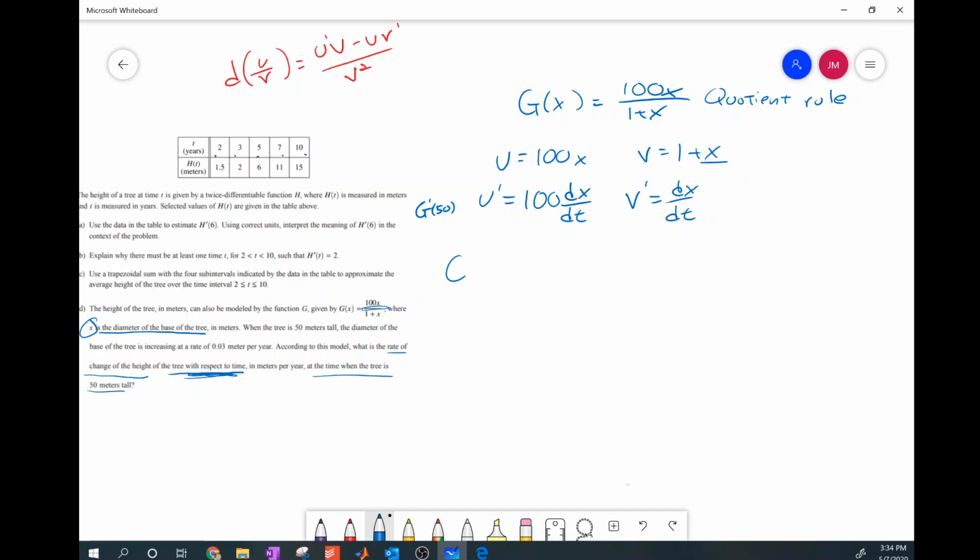So then that means that g prime of x, once we apply the quotient rule, we're going to have my u prime v minus u v prime, all over v squared.